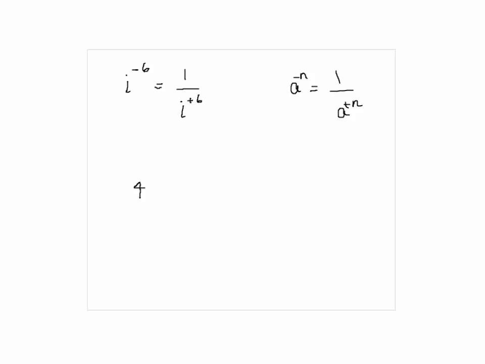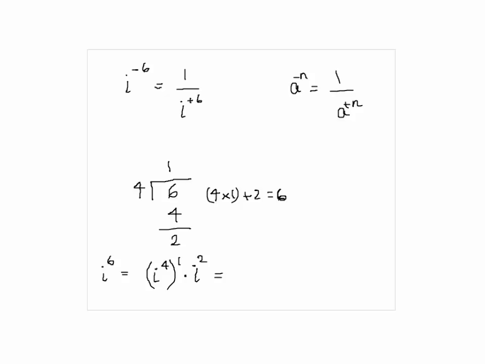So if I divide 4 into 6, it would be 1 times 4 is equal to 4, and the remainder is equal to 2. So what that means really is 4 times 1 plus 2 is equal to 6. So if I relate that to this exponent here, i to the power of 6 is equal to i to the power of 4 to the power of 1 times i to the power of 2. So look, this is i to the power of 4 times i to the power of 2, which is equal to i to the power of 6.